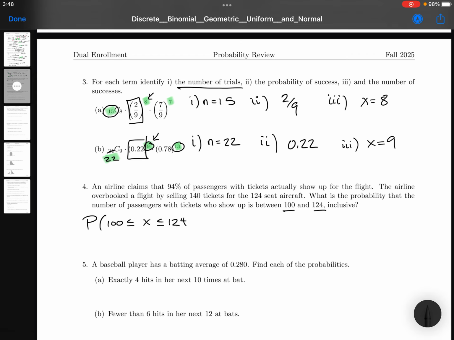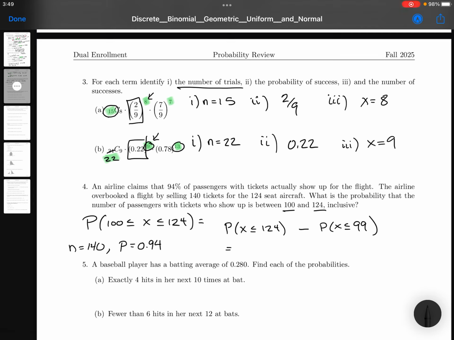inclusive? So we're looking for this probability. This is a binomial because I have a fixed number of trials, the 140 tickets sold. I have a probability of success, that's the 0.94 success rate. And I have a random variable in that range. So the way I find this is the probability that X is less than or equal to 124, and I subtract the probability that X is less than or equal to 99 because I want to include the 100. Both of these are binomial probabilities, so we're going to find each one separately.